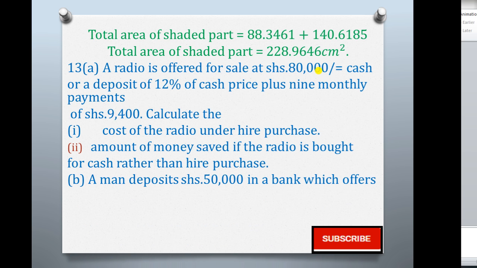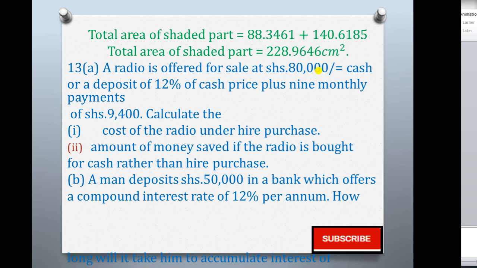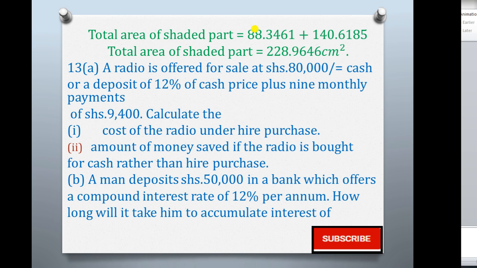Good question. And part B, a man deposits shillings 50,000 in a bank which offers a compound interest rate of 12% per annum. How long will it take him to accumulate the interest of shillings 12,720? Good question for us. So this is under business mathematics. Let's look at the solution for this.